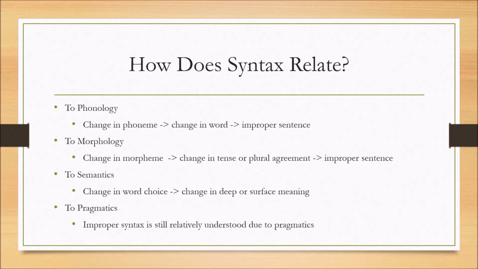In semantics, a change in a word can change the surface meaning of the sentence. If I say "hand me that dish," I changed plate to dish, and that changed the surface meaning of the sentence, but it didn't change the deep meaning. In pragmatics, I can say "hand me" and nod at something, and it's still understood that I want something handed to me. So improper syntax is still relatively understood. And that's how all the components of language relate to syntax.